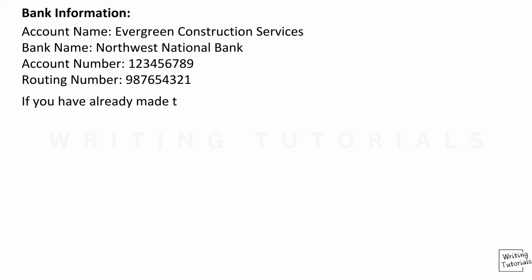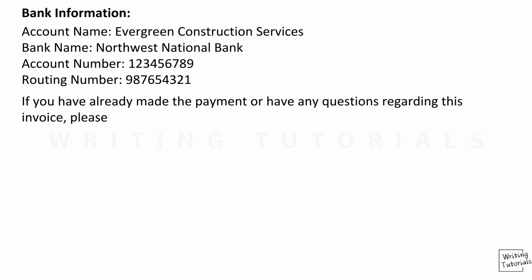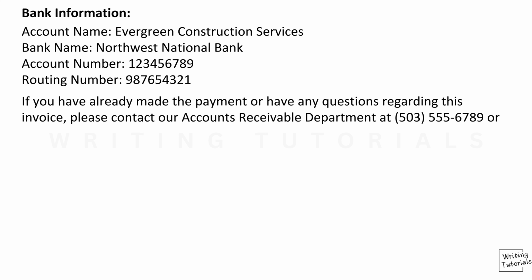Contact information. Keeping the lines open. The letter then offers a way for the recipient to get in touch. If you have already made the payment or have any questions regarding this invoice, please contact our Accounts Receivable Department at 503-555-6789 or email us at billing@evergreenconstructions.com. This shows professionalism and openness to communication.